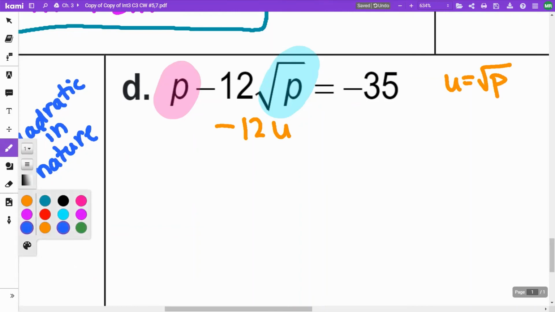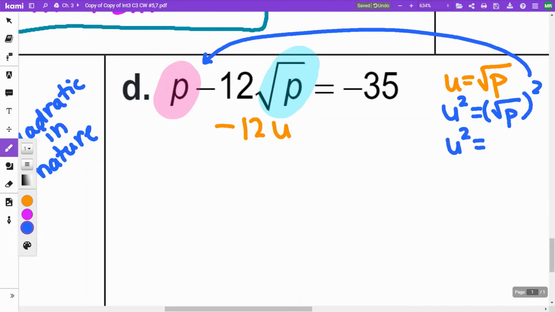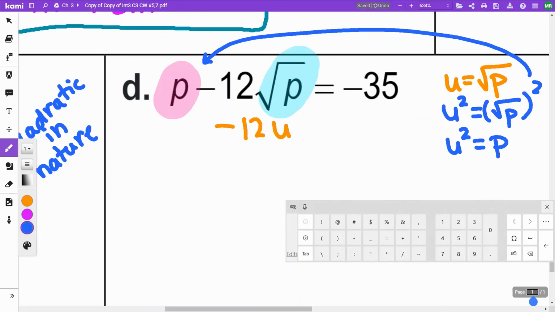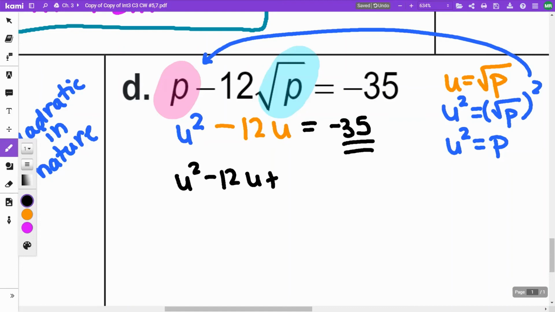But I can only do that if, when I square both sides, I end up getting p. And when I square this side, I get u squared. And when I square a square root, I do get p. So this is going to really be u squared minus 12u is equal to negative 35. I want to get 0 on this side, so I'm going to add 35 to both sides. Again, quadratics, quadratics, quadratics.